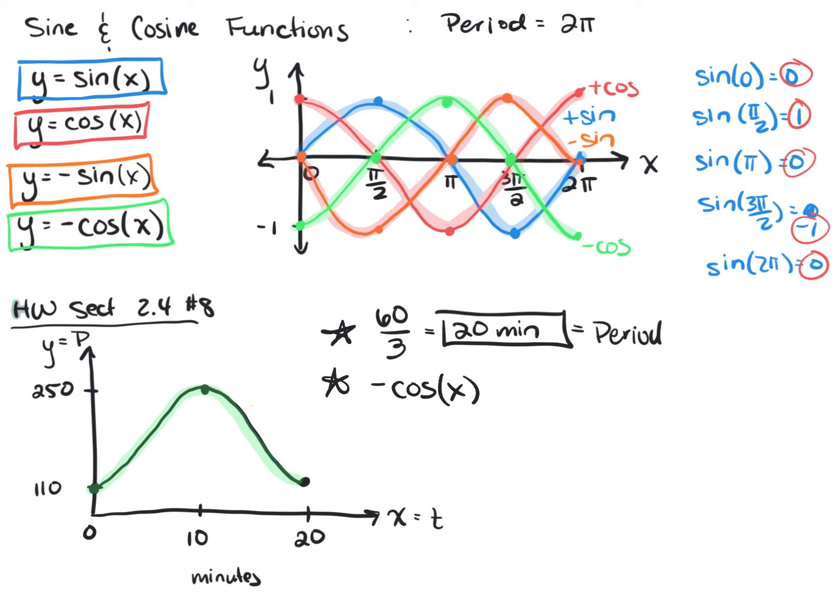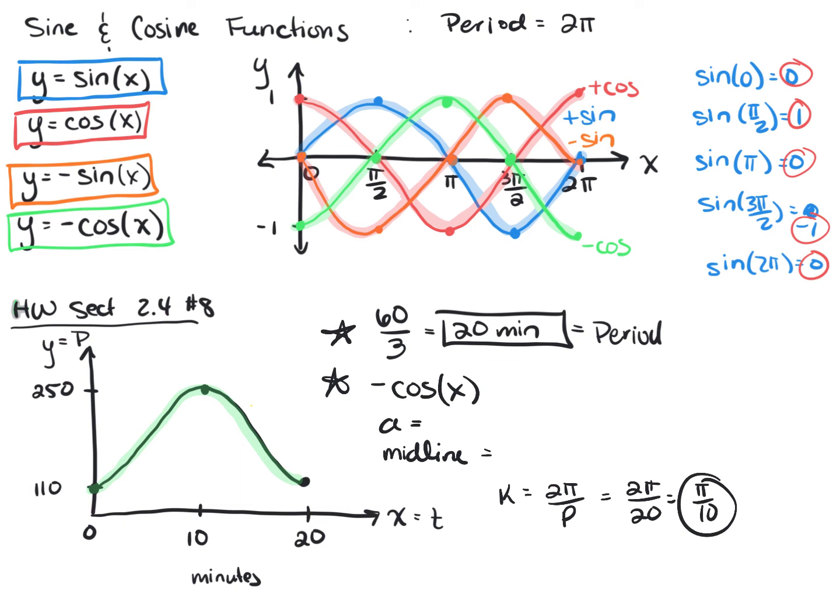And then the other thing that I need is I need to calculate my amplitude. I need to calculate my midline. And I also need to calculate my k value. And so remember your k value, that's 2 pi over your period. So here, that's 2 pi over 20 minutes, which gives me a k value of pi over 10. So I need that piece of information.